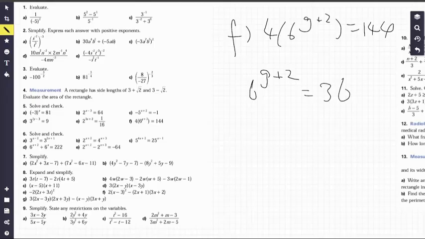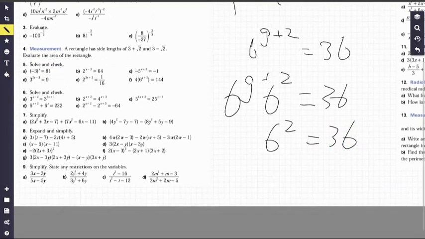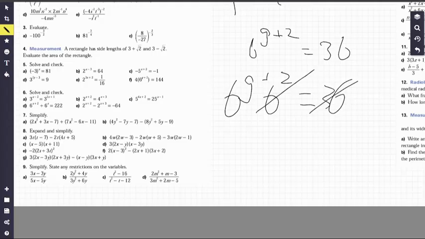And then 6 to the g multiplied by 6 squared. So now this is just added together equals 36. And 6 squared equals 36. So we'll have 36 divided by 36. This is 36, this is 36, it cancels out, and the right side becomes 1. So 6 to the g equals 1. So what can g be? 0. And that is our answer for that.